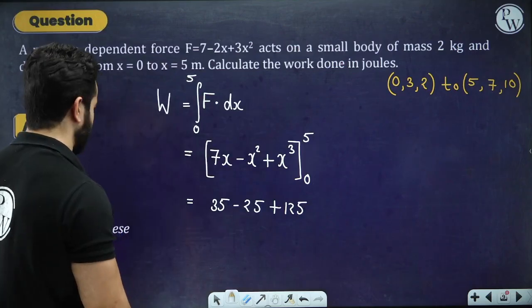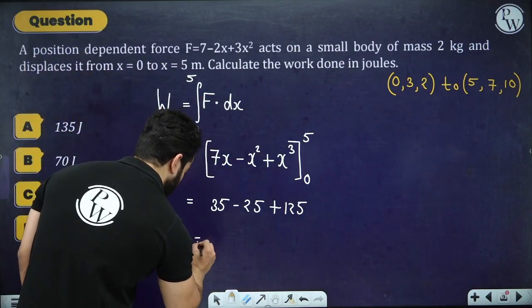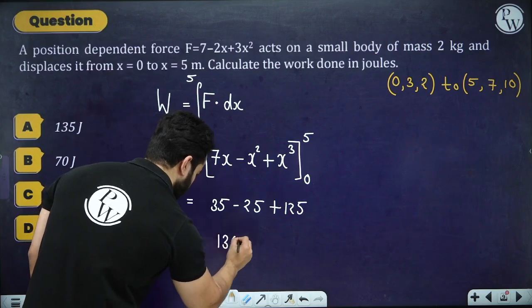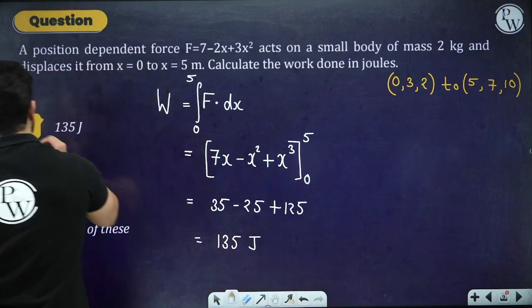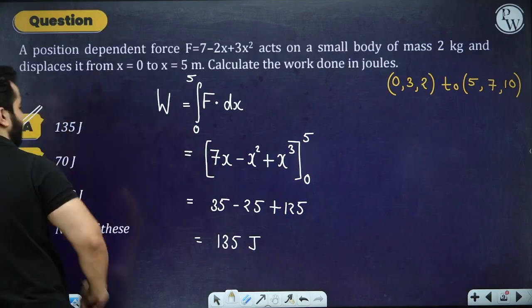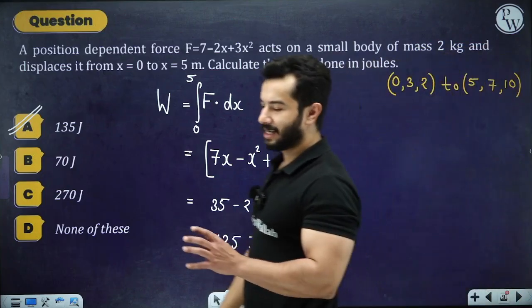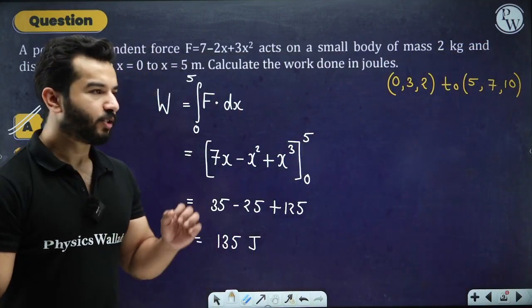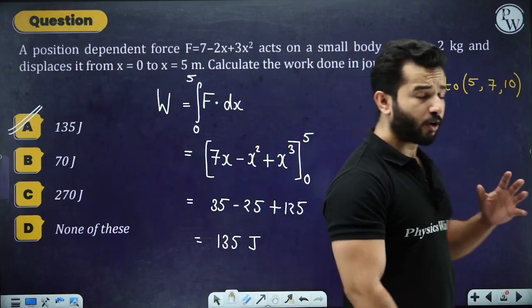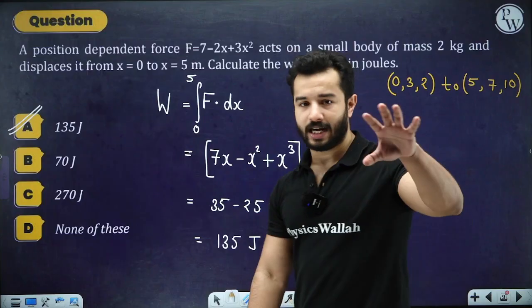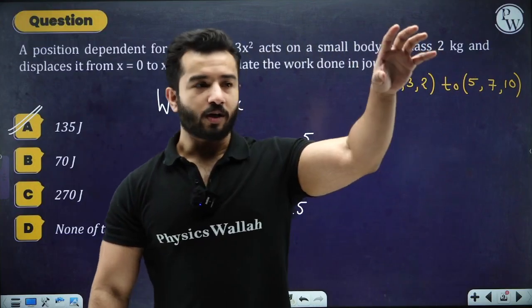Hopefully everything is clear. So I think the correct answer is 135 joules. Hopefully you have got it. It was an easy one, but you can expect questions like these in NEET. Alright, so this was the first category, not the first category, second category. First category is absolutely easy, work done by a constant force.